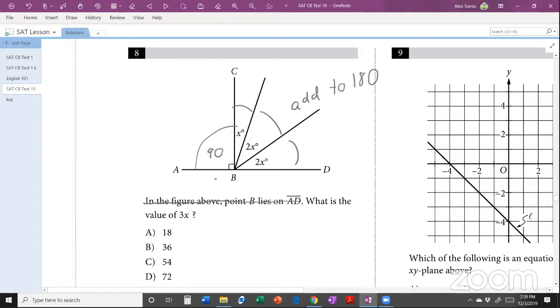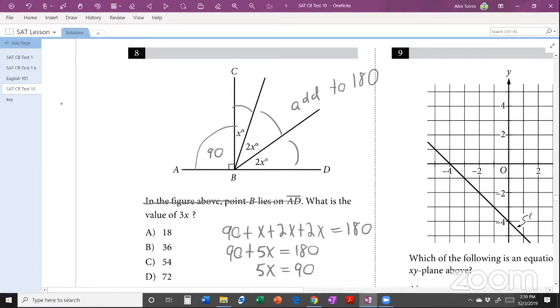So we have 90 right here. So we can say 90 plus the x and the 2x and the other 2x should equal 180. So we can combine like terms and all the x's become 5x right there. Take away 90 from both sides. And now we have 90 divided by 5. Subtract right there. And 90 divided by 5 is 18. So x is 18. So what trap can we fall into here?